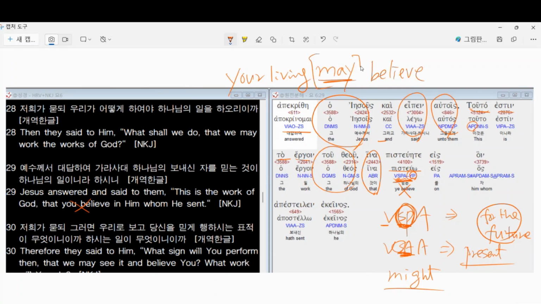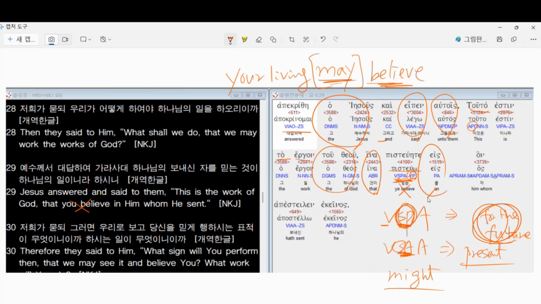Very important part, this one. What the meaning is, things happening in the future means: are they believing now or not? They do not believe. They are just looking for the sign that fills their stomach, their physical life. So subjunctive present is: you may believe in the future.